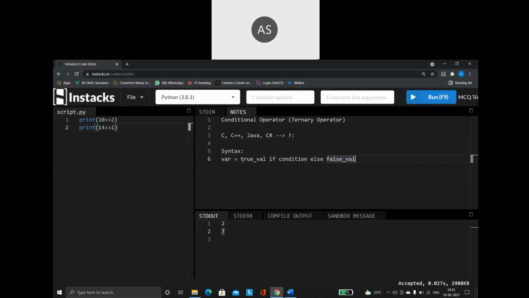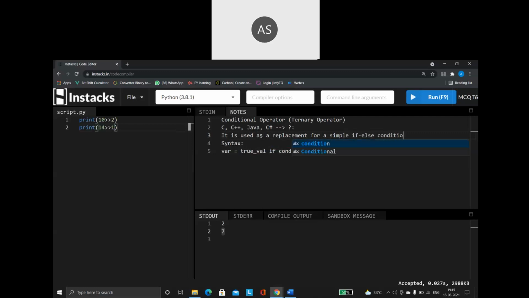Before going into the syntax, understand what the conditional operator is necessary for. It is used to write a simple if else condition. It is used as a replacement for a simple if else condition. This is the usage of my conditional operator.